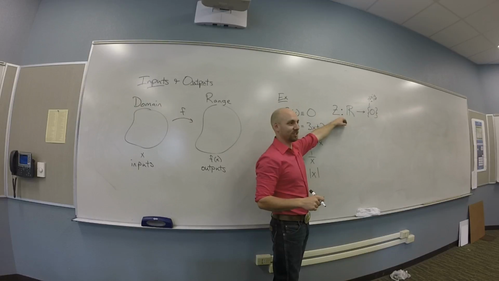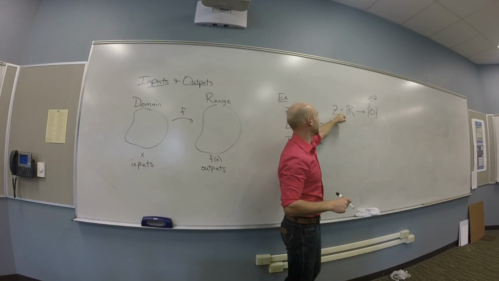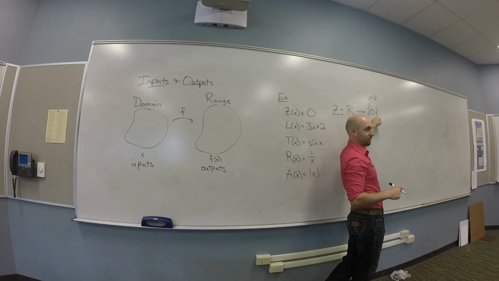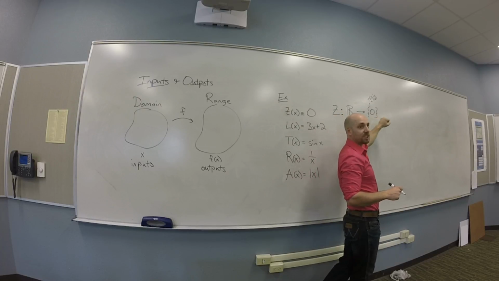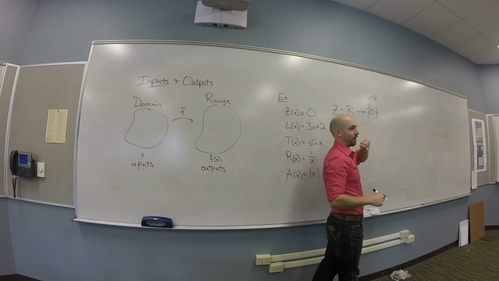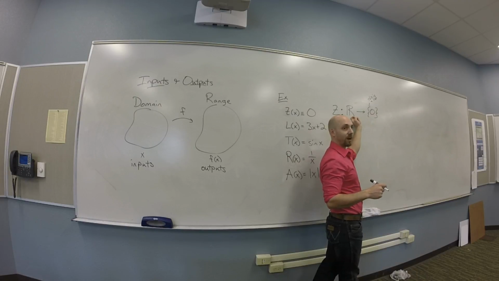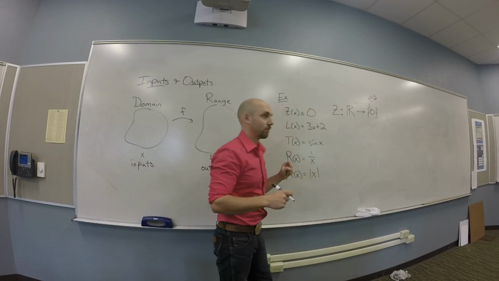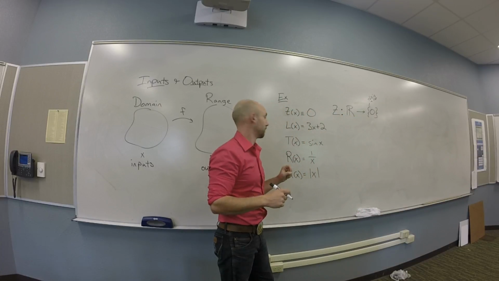You guys cool with this notation? Yep. So this says z takes the real numbers to the list of 0, which I would say as z takes the real numbers to 0. Cool with that? Which of these is the domain? The domain is the real numbers, and the range is the list, just the list of 0. In this case, it's 0. Cool. All right.